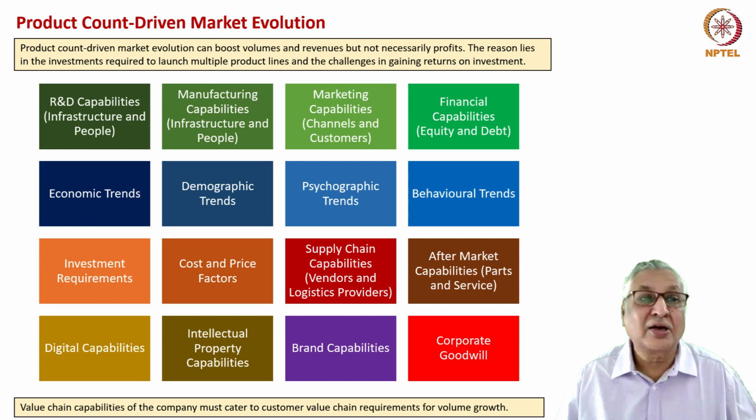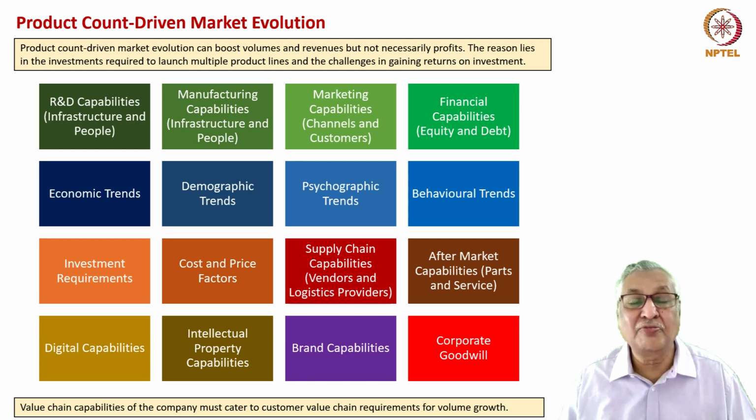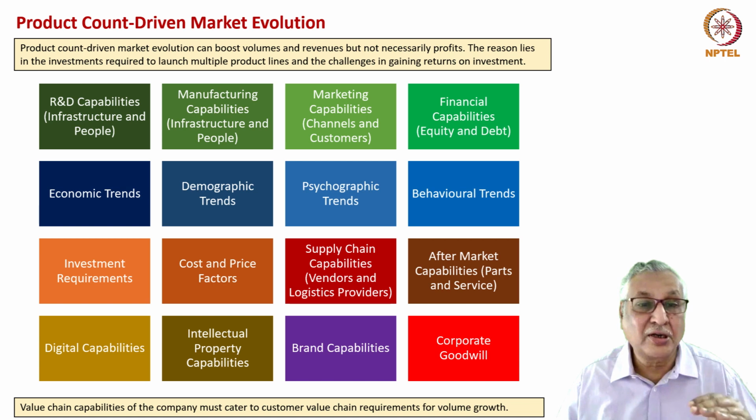The product count driven market evolution does many things and also requires many things. Product count driven market evolution can boost volumes and revenues, but not necessarily profits. To be able to drive up the volumes, the revenues, as well as profits, you require a real good alchemy of business strategy and business execution. The reason lies in the investments required to launch multiple product lines and the challenges in gaining returns on investment. What are the facets that are required to be put in place for a company to be product count driven market leader? There are four layers of this.